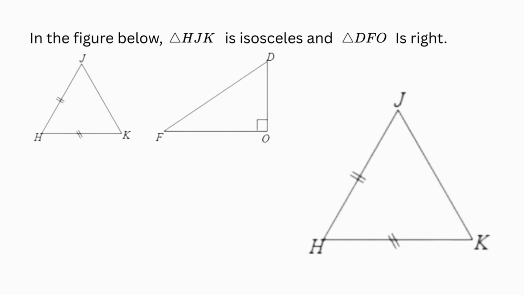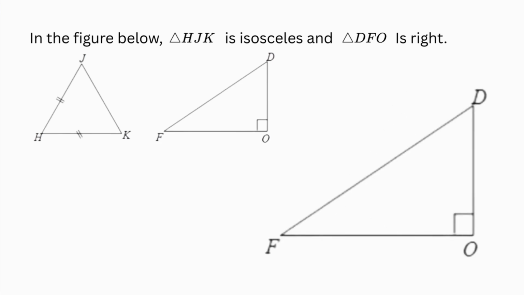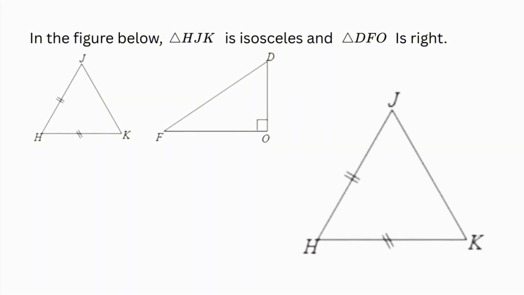Let's dive into these two triangles: isosceles triangle HJK, and right triangle DFO. First, triangle HJK. Look at those double tick marks on sides HJ and HK. In geometry, those mean these sides are equal. This makes triangle HJK an isosceles triangle.